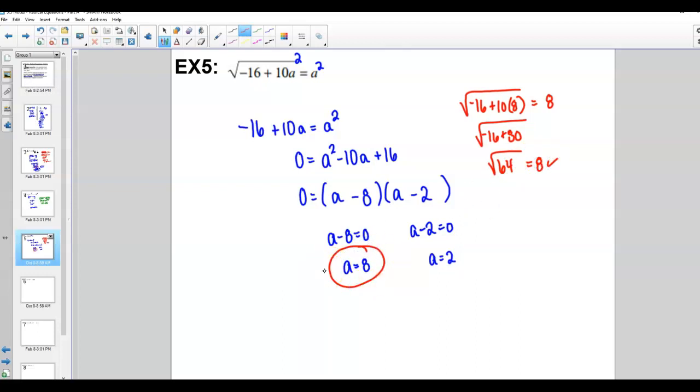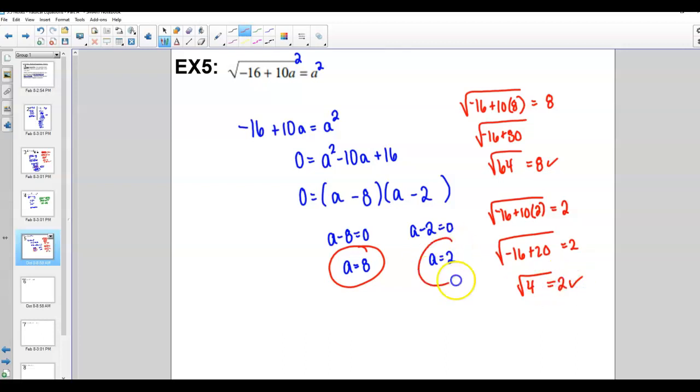I also want to check for 2. So I'm going to have the square root of negative 16 plus 10 times 2 equals 2. And so I get negative 16 plus 20 equals 2. So square root of 4 does equal 2. So that one is also okay.